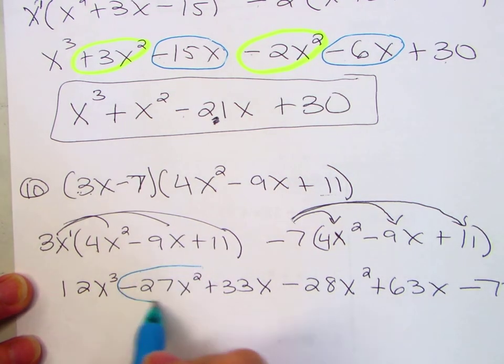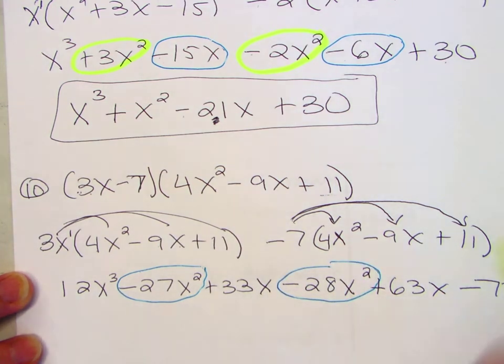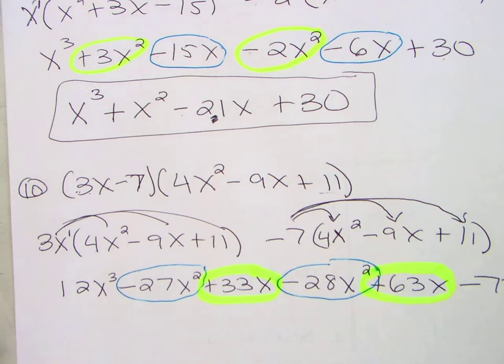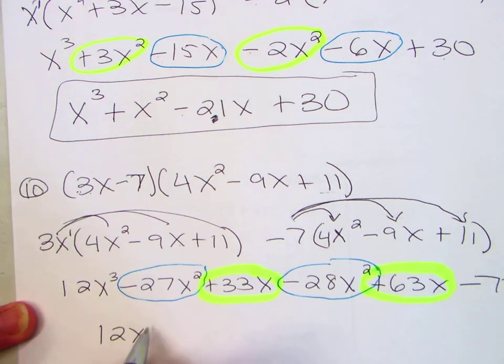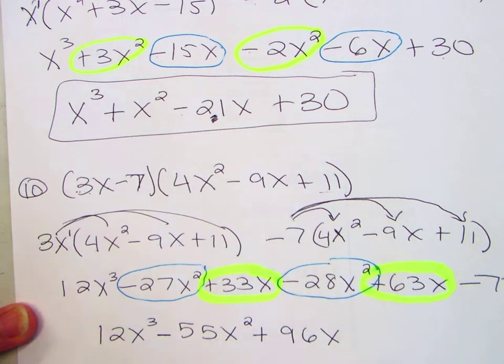Again, put our common terms together. Colored pencils, markers, highlighters, helpful. It brings your eye to the things that are the same. Make less mistakes. 12x cubed, negative 27x squared, negative 28x squared. Same sign. They're both negative, so it's going to be negative and then add them together. 55x squared. 33x and 63x is 96x, and then minus 77.